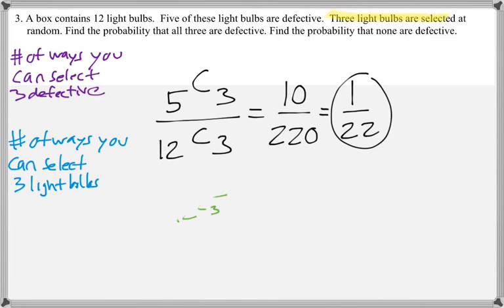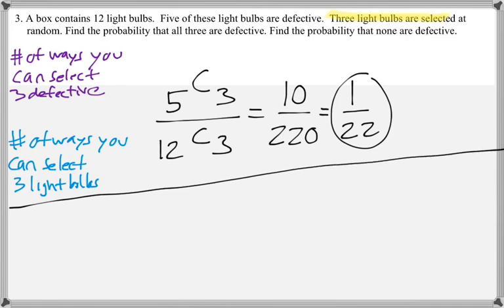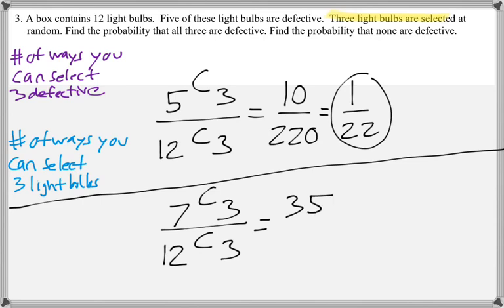So now let's find the probability that none are defective. The denominator is still going to be the same, 12C3. But the numerator is going to be 7C3 because there are 7 light bulbs which are not defective. So this is equal to 35 over 220, which reduces to 7 over 44.